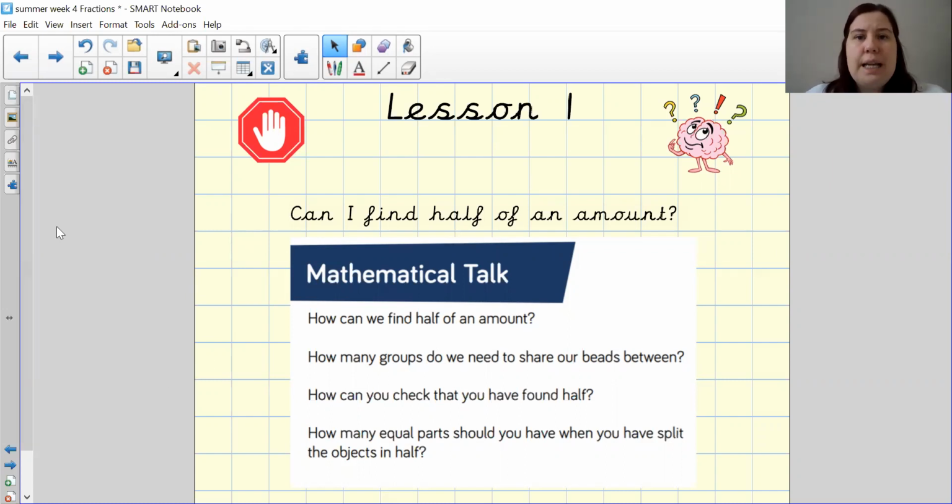Before you start your lesson today, what you are going to need is some pencils, some paper, and some objects if you'd like to use them to represent the amounts that you are going to be halving. If you want to get those objects and things now, please stop the video.